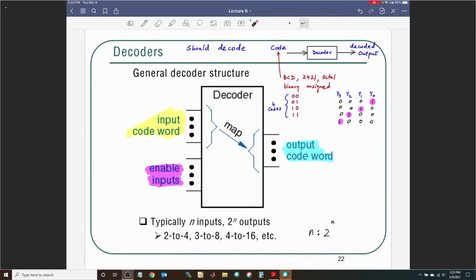So there are three sets of inputs and outputs to this. One is a bunch of inputs that could be qualifying as a code, a bunch of outputs, that is the decoded output, and then you may have several enable inputs. And we'll see examples today of how we can use enables in a very nice way to cascade decoders. They are generally of the form n to 2 raised to n. We started talking about the 2 to 4 decoder, and then we will move on to the 3 to 8 and 4 to 16 decoder today.